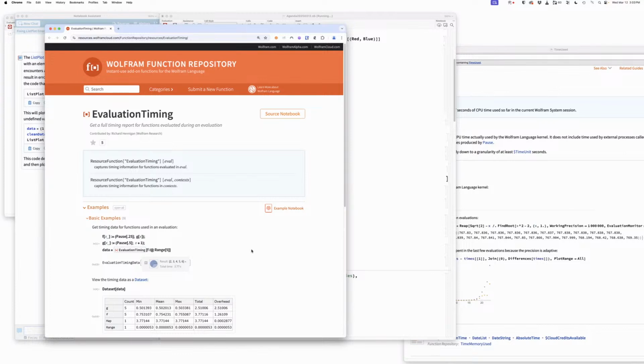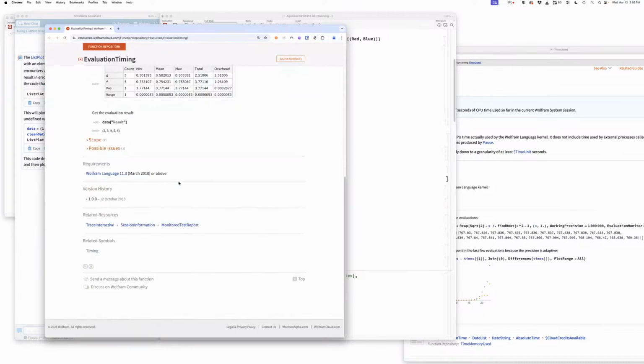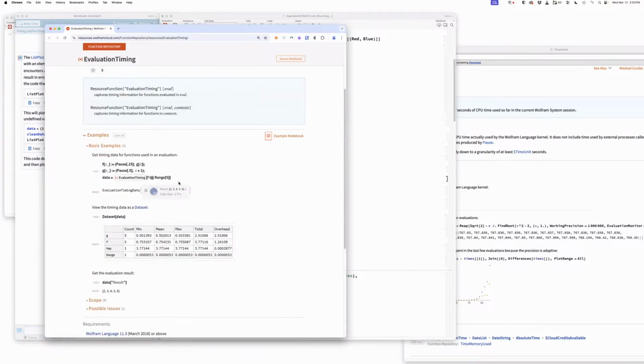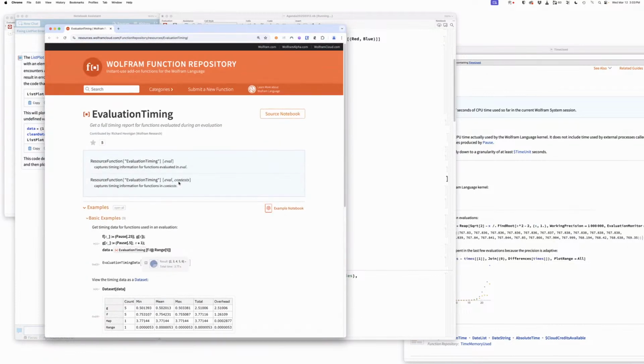Evaluation timing. What does it do? It's been a very long time since I wrote that. I think it's HoldAllComplete, and it has a pattern, and every time it sees one of those heads, it wraps it in AbsoluteTiming and puts it in a bag. It's a whole bunch of metaprogramming stuff, using, I believe, TraceScan or something like that, to attach evaluations to every sub-evaluation to record the timing. It's really only useful when you give it patterns to look for. But if you do that, then it's really useful.